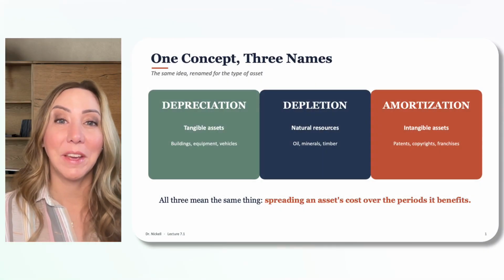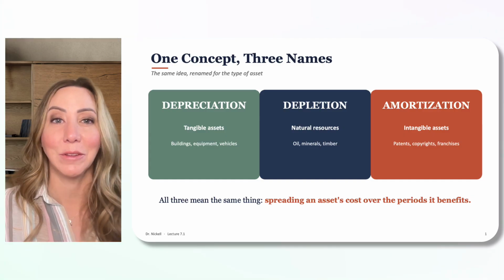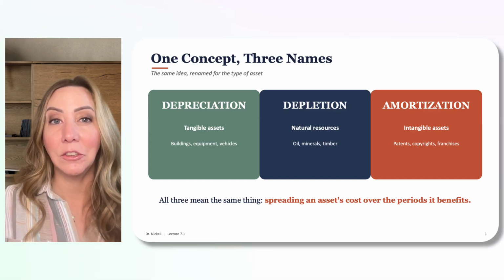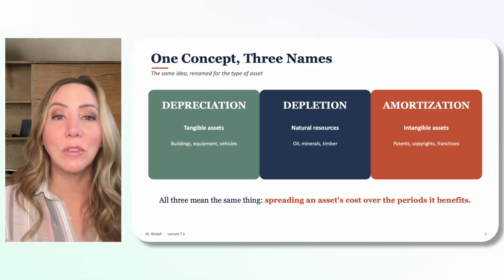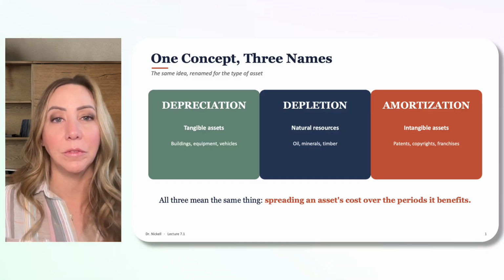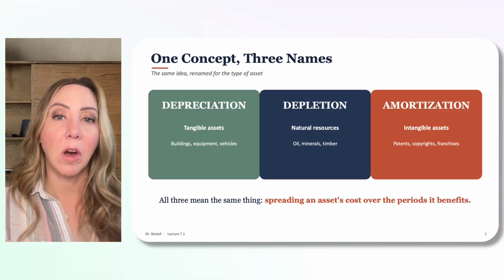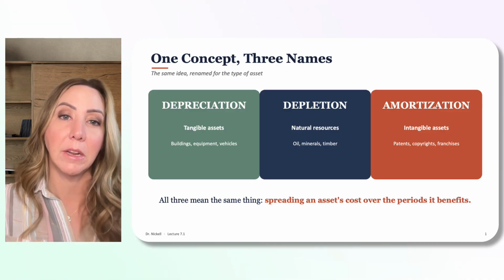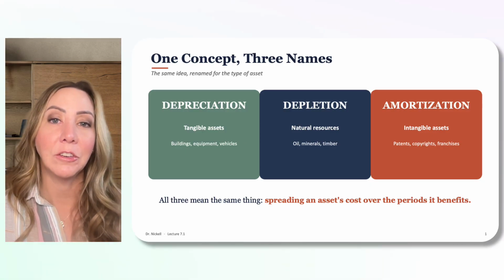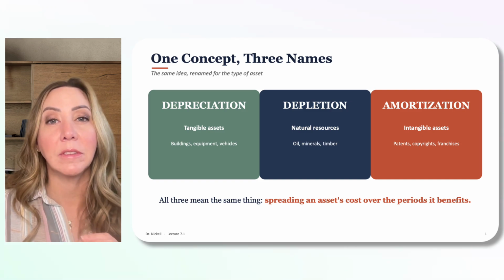Here's the most important thing I want you to take away from this entire lesson, and I want to say it before we do anything else. Depreciation, depletion, and amortization are not three different topics, and they also don't have anything to do with the value of the asset. They are three names for the exact same idea: spreading the cost of a long-lived asset over the periods that benefit from using it. That's it. If you understand allocation, you already understand all three of these. The only thing that changes is the type of asset.